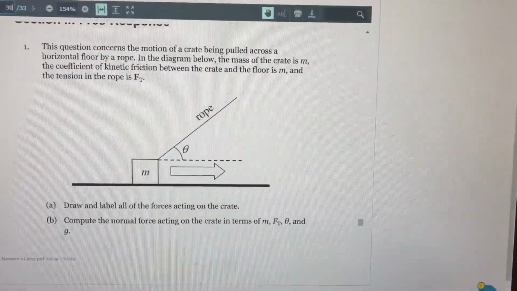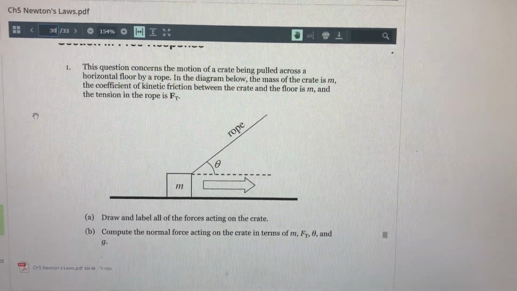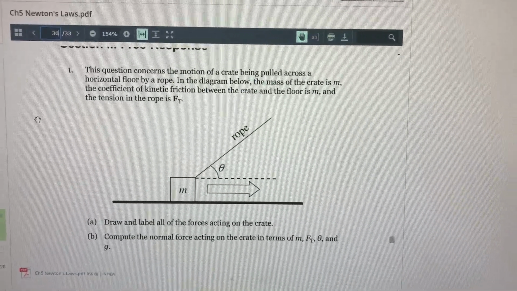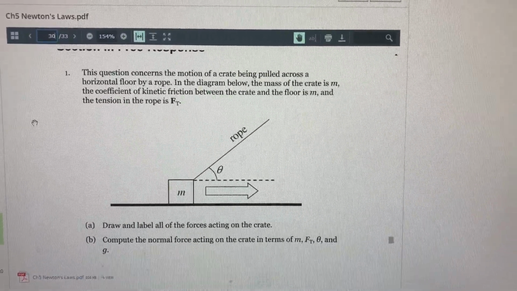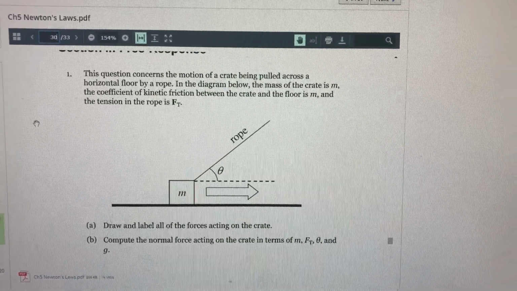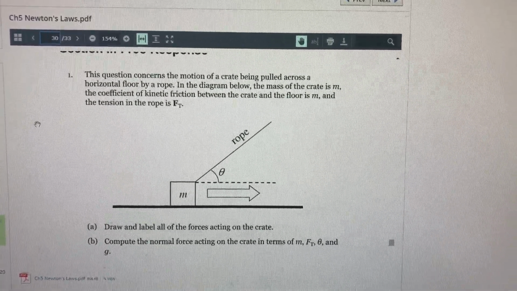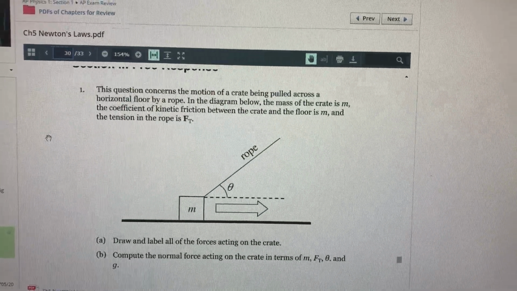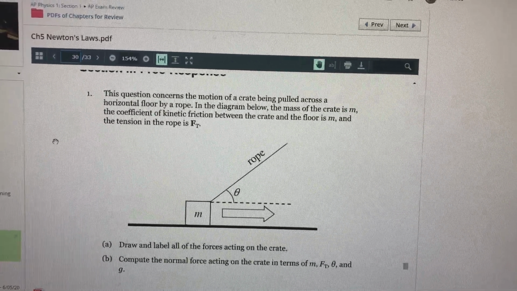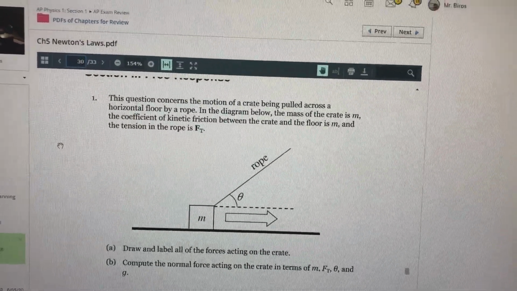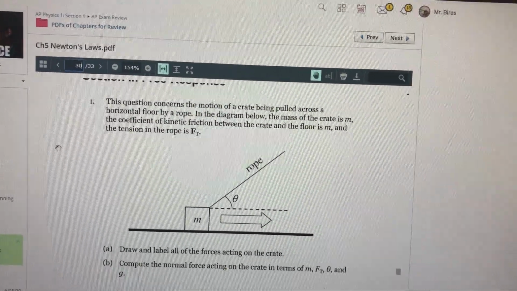So the first one was for forces, and it said the question concerns the motion of a crate being pulled across a horizontal floor by a rope. In the diagram below, the mass is m. The coefficient of kinetic friction between the crate and the floor is m. I think that's supposed to be mu. We'll just keep moving. The tension is Ft. So there's a rope at an angle that's pulling this box or this crate across the floor.